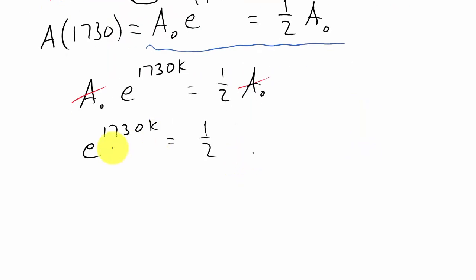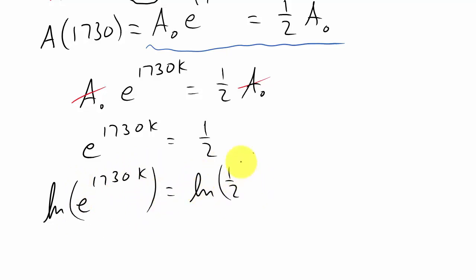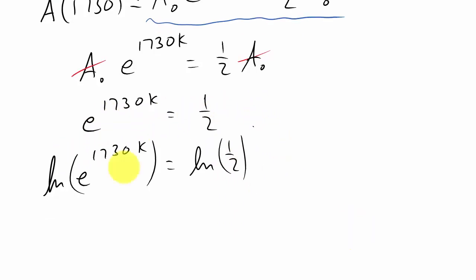To solve this, I take the natural log: natural log of e to the 1,730k equals natural log of 1/2. Remember, to solve this exponential equation, take the natural log of both sides. So here I have 1,730k equals natural log of 1/2. Remember this, I did it in the first video, and I'll do it again in this one.